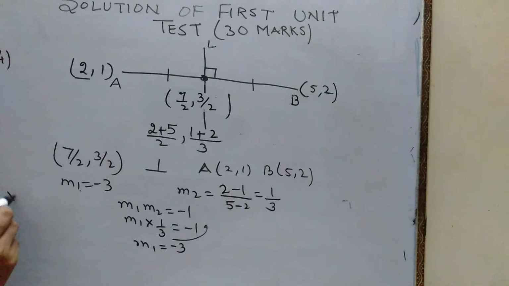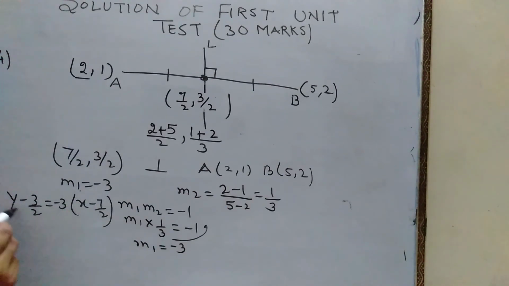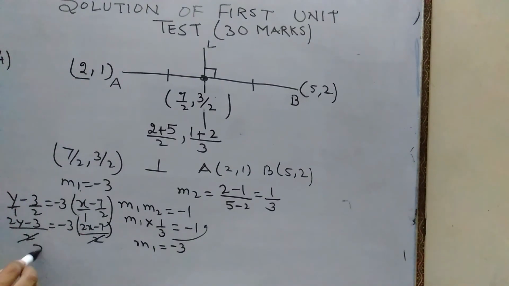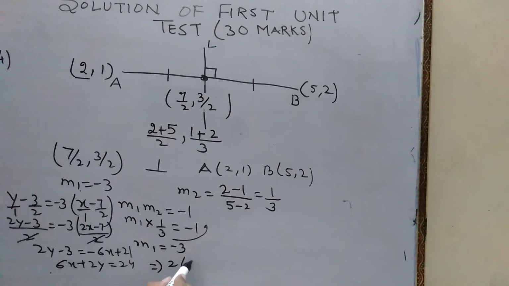Now m1 is minus 3. Point given, slope given. y minus y1 is equal to m into x minus x1. We'll take 2 LCM. 2y minus 3 over 2 is equal to minus 3 times 2x minus 7 over 2. Now cancel 2 from both sides. So 2y minus 3 is equal to minus 6x plus 21. 6x plus 2y is equal to 24. Taking 2 common from the left hand side, 3x plus y is equal to 12. So the equation will be 3x plus y is equal to 12.